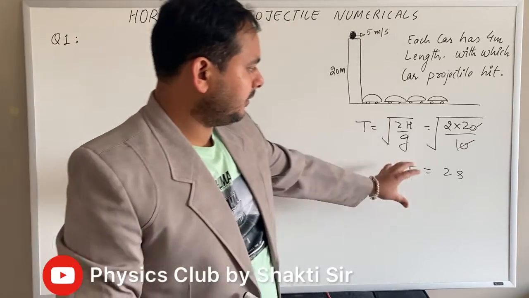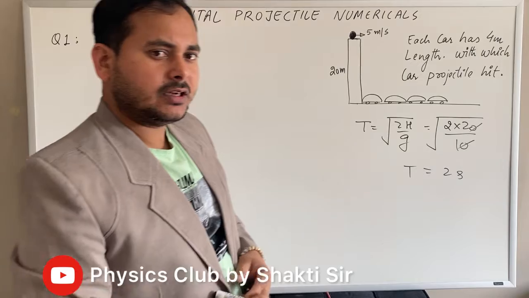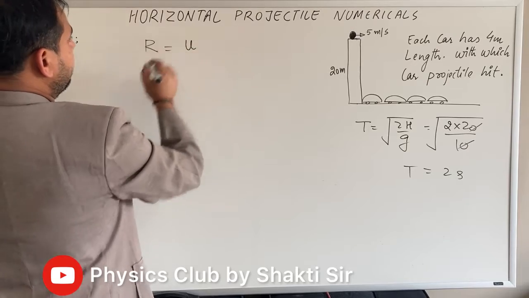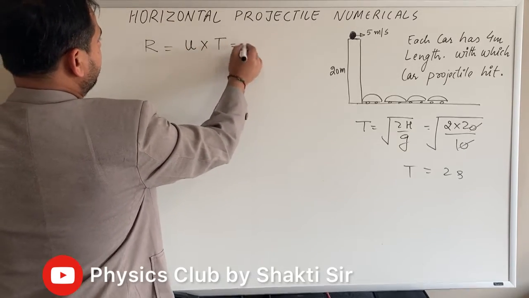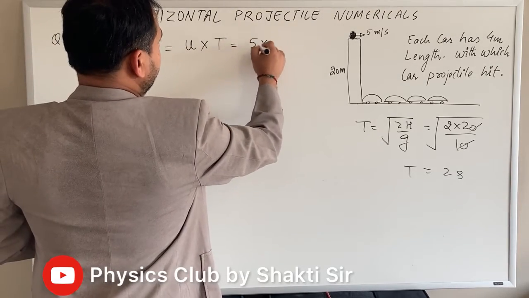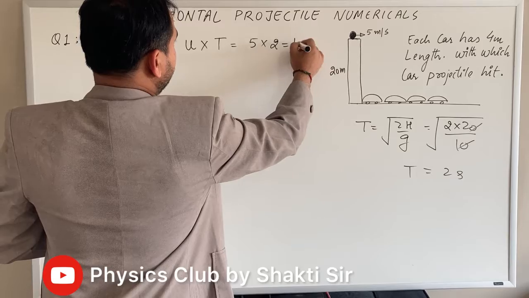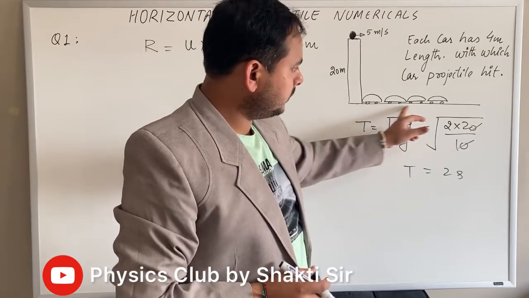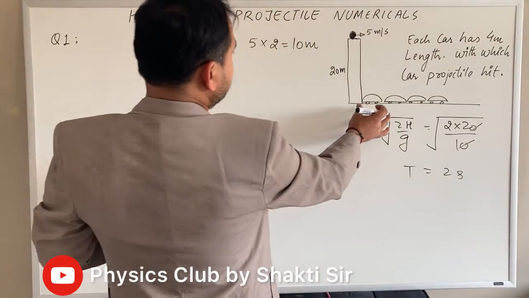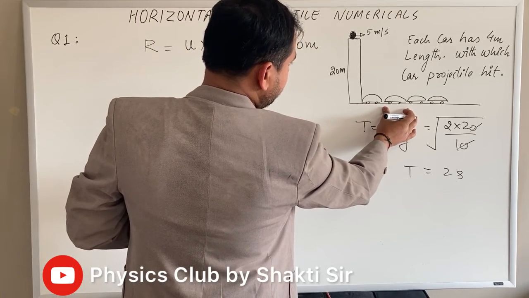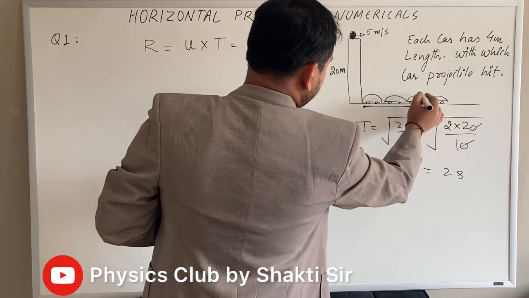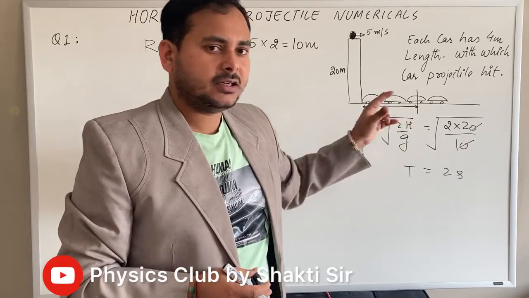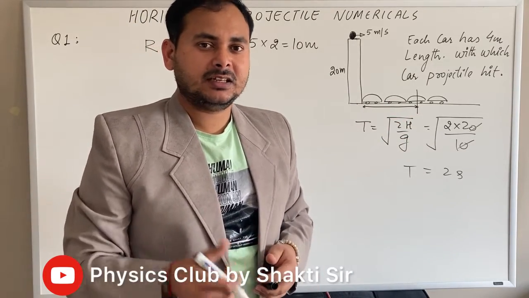Now in this time, what is the horizontal distance the projectile will cover? The horizontal distance is equal to the initial horizontal speed multiplied by the time taken, which is 5 into 2, and it comes out to be 10 meter. So the projectile will hit 10 meter from the bottom of the building. The length of the first car is 4 meter, the length of the second car is again 4 meter, and 10 meter comes near about here. So the projectile will surely hit the third car. This is our answer. Let's meet in the next numerical.